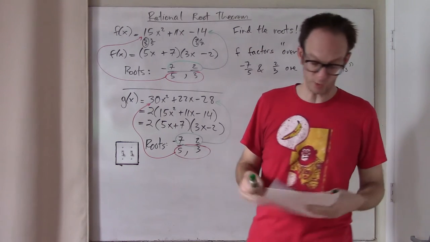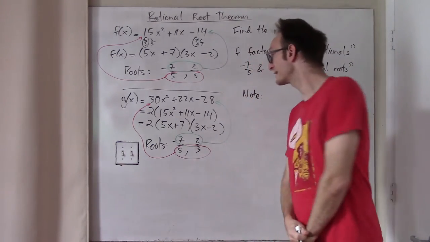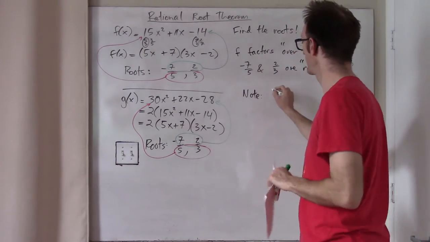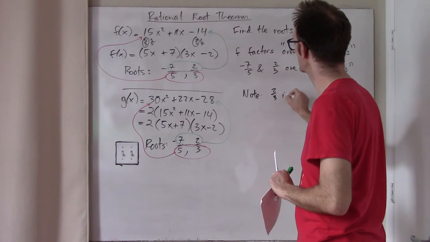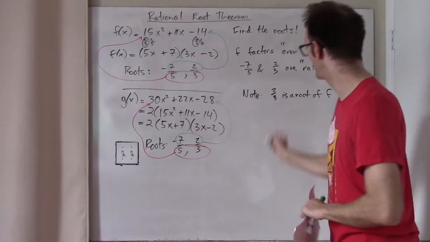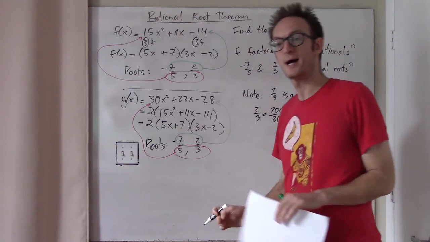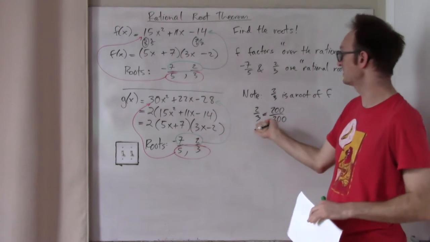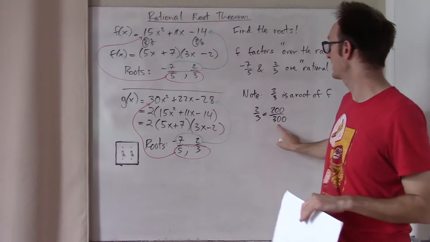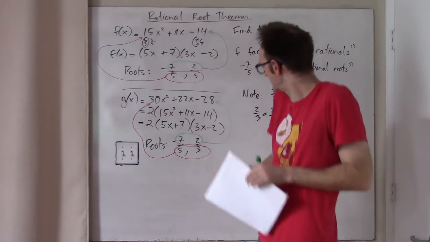Also, it is important to express your rational root in lowest terms. Of course 2/3 is a root of f. That is a fact. But 2/3 equals 200 over 300. That's just true; it's a perfectly legitimate representation of this number, 2/3. But you would now not say that 300, the denominator, is a factor of 15. In fact, it just isn't. Nor is 200 a factor of 14. So this is a little bit subtle.